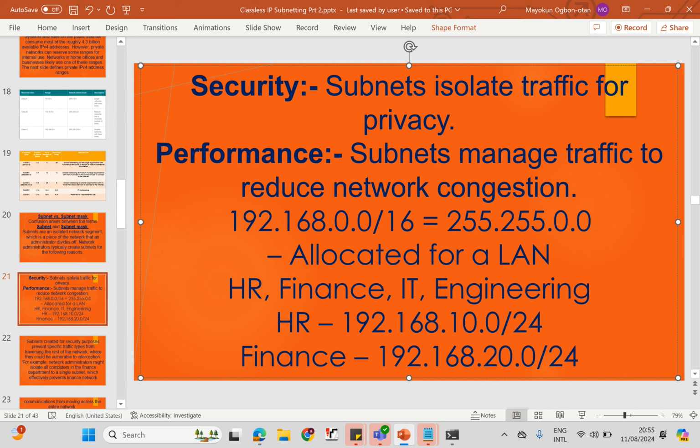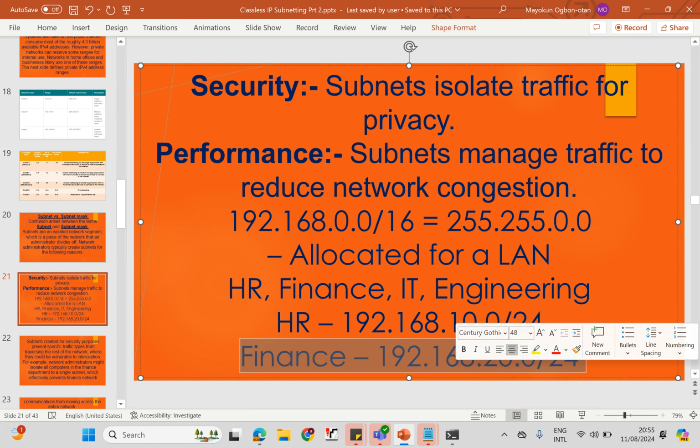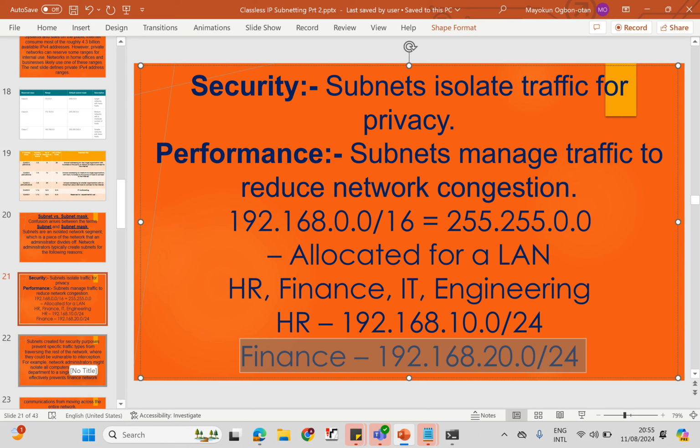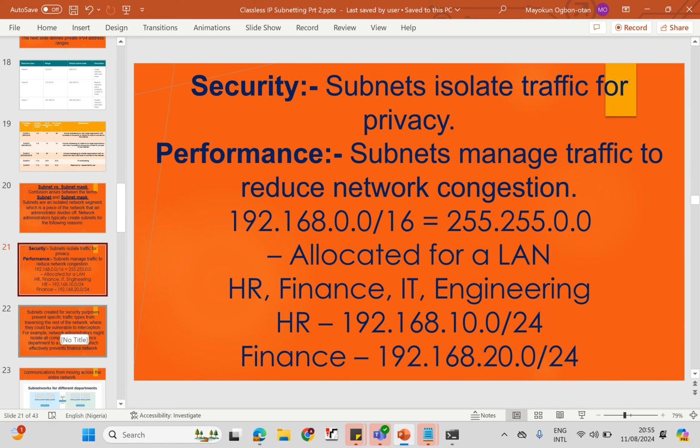Also for performance, subnet manage traffic to reduce network congestion. So for instance, if HR people are sending a whole lot of files, their files are going to be congesting just this IP range, not the finance. Finance will still have seamless traffic on their own network.